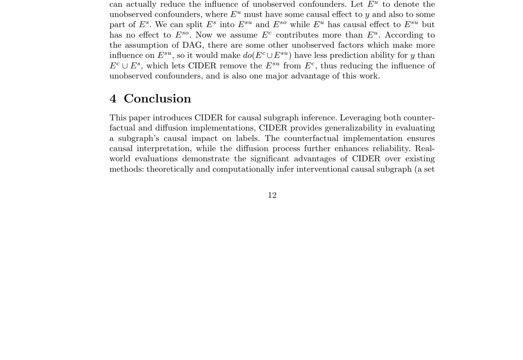Real-world evaluations demonstrate CIDER's advantages over existing methods, both theoretically and computationally. The counterfactual-invariant diffusion process is a key component of CIDER, enabling the generation of causal explanations and reliable causal links. This process involves a series of steps, including the identification of causal subgraphs and the estimation of causal effects. By combining counterfactual and diffusion-based approaches, CIDER provides a comprehensive framework for causal inference.